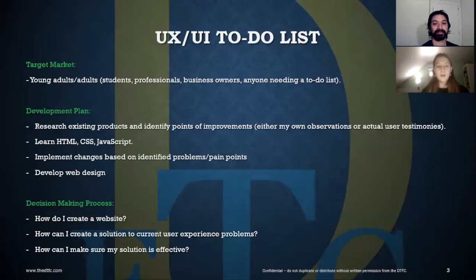And then in terms of the decision-making process, the things that I thought through were: how am I going to create a website? That was one thing. And then, how can I create a solution to current user experience problems? And another part was, how can I make sure my solution is effective?